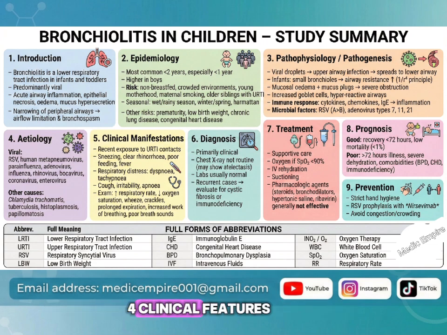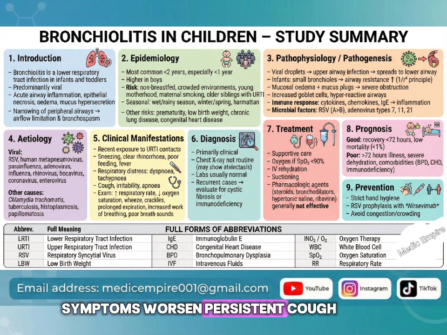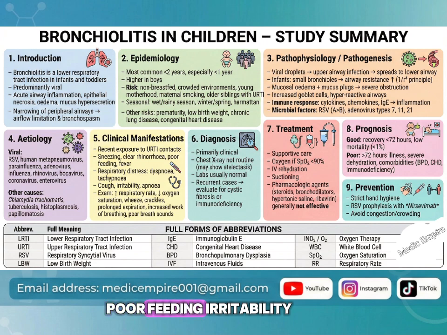4. Clinical features: what you see in the child. Most children first show signs of a mild upper respiratory infection, sneezing, clear runny nose, mild fever. Then after a few days, symptoms worsen. Persistent cough, poor feeding, irritability, fast breathing or difficulty breathing, wheezing, low oxygen saturation, apnea in very young infants.